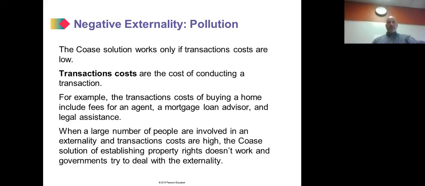So when a large number of people are involved in an externality and transaction costs are high, a system of establishing property rights doesn't work and governments try to deal with the externality. So when transaction numbers are large and affecting more members of a society, we expect government to get involved.